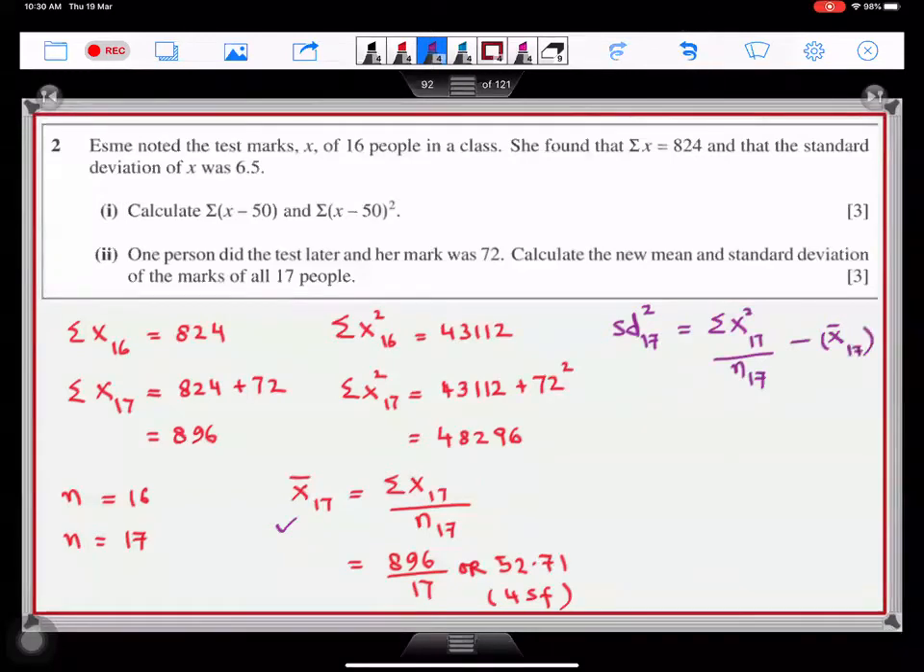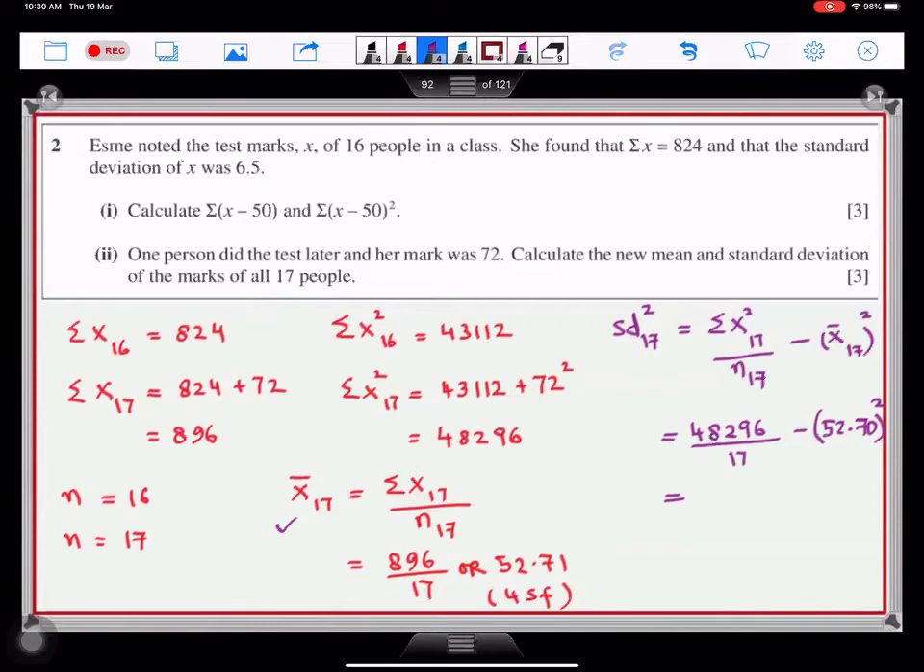X bar for 17 square. So therefore, sigma x square is 48296 divided by 17 minus 52.70 square. And then you use a calculator and then you get the answer. So that is the easiest method of doing the second part.